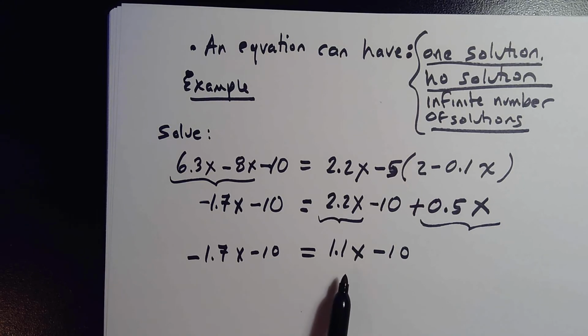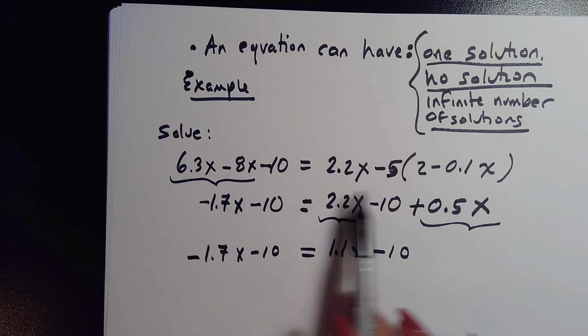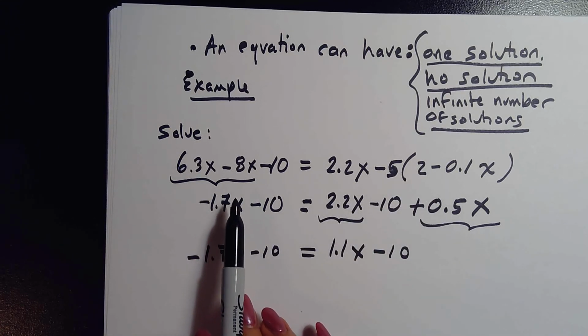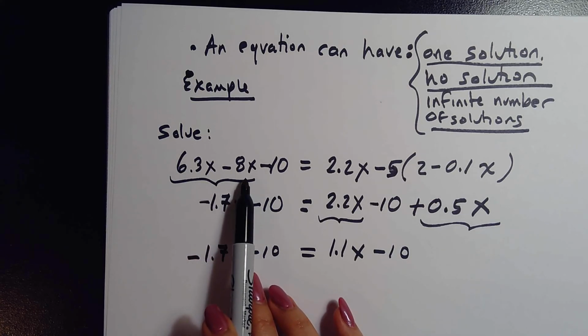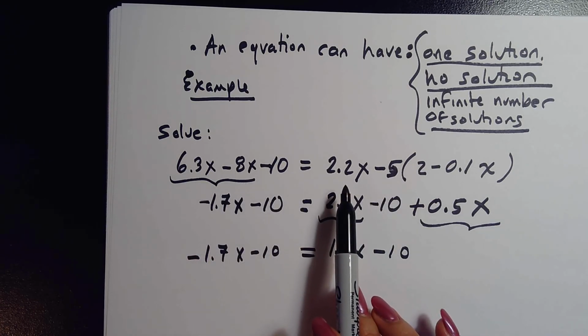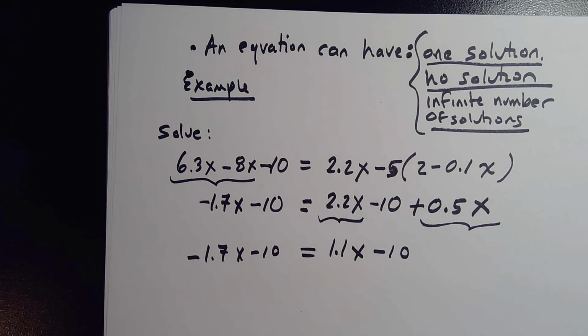Now I'm going to move 1.1x to the left, or I'm going to move negative 1.7x to the right. I'm going to move the negative 1.7x to the right. Hold on a second, I keep seeing this problem as 6.3x minus 8x minus 10. Just give me one second. I just want to make sure. Oh, I see. Yeah, I caught the problem here.